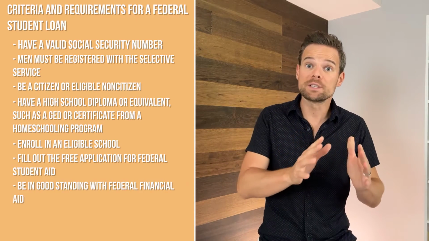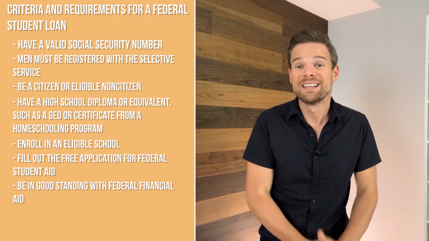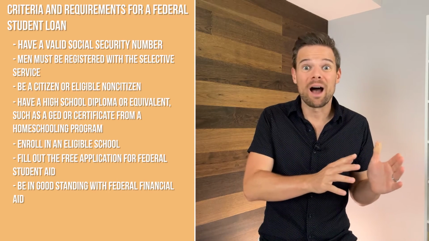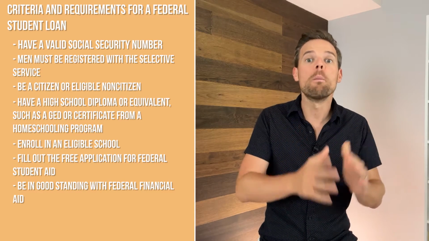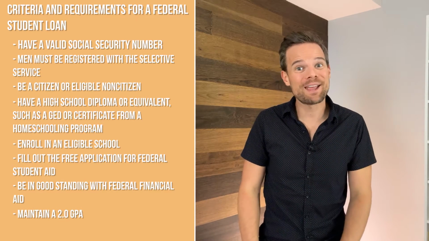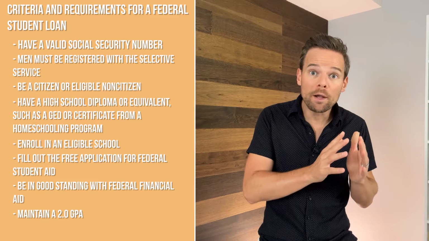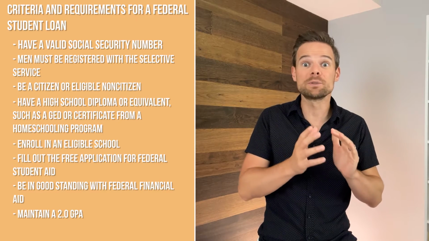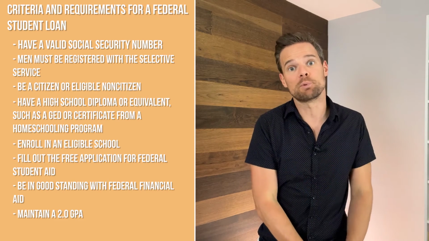And you need to be in good standing with federal financial aid. Students can't be in default on other federal loans or owe money on a federal grant. And you need to maintain a 2.0 GPA. Students need to maintain a 2.0 cumulative GPA or risk losing financial aid until their grades improve.